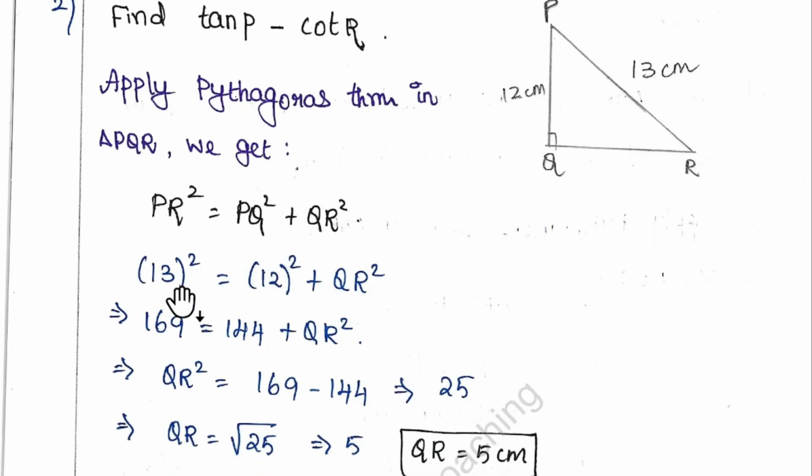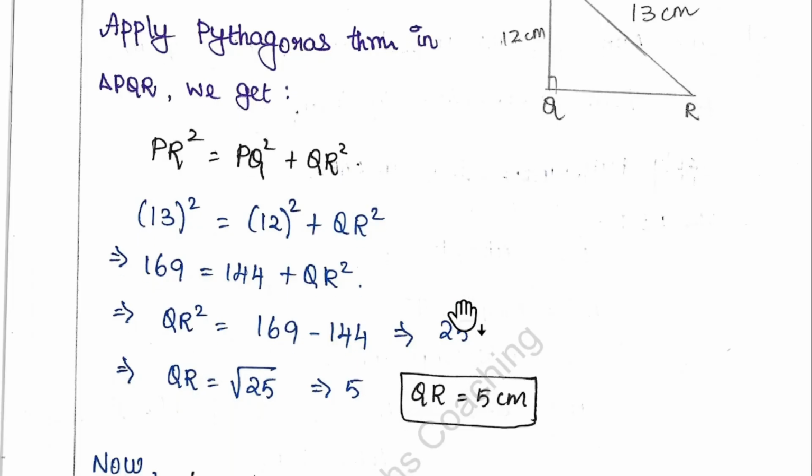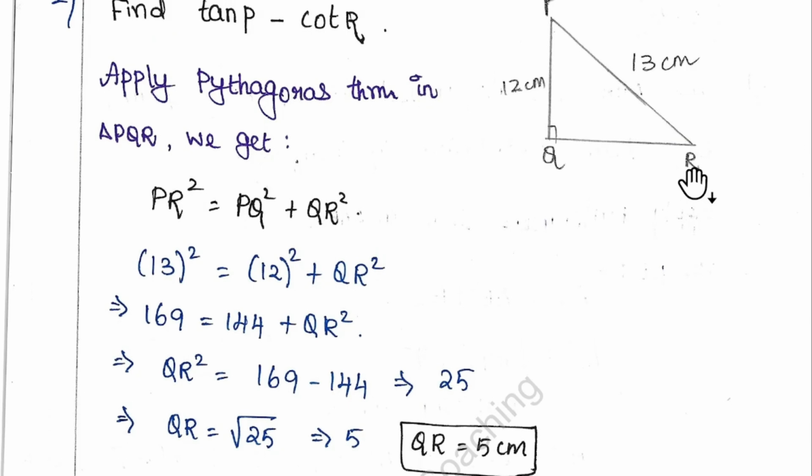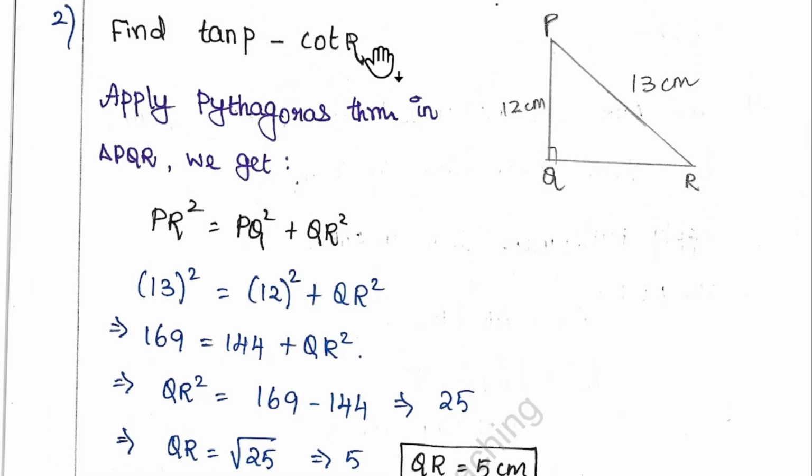So 13 square is PR, PQ is 12 square. So just calculate. I'm ending up with 25. So QR will be 5, right? So QR value will be 5 centimeter. You need to find tan P and cot R.